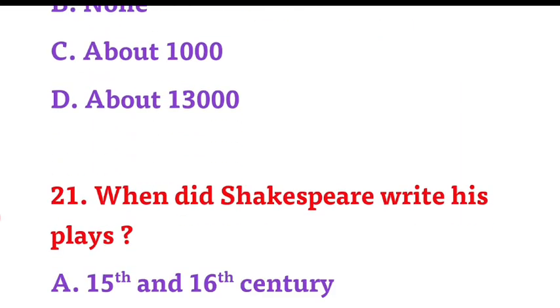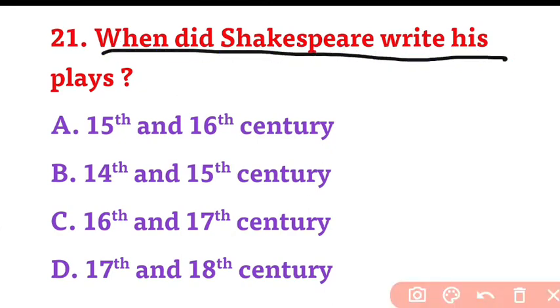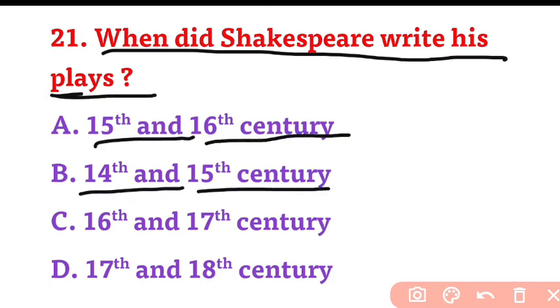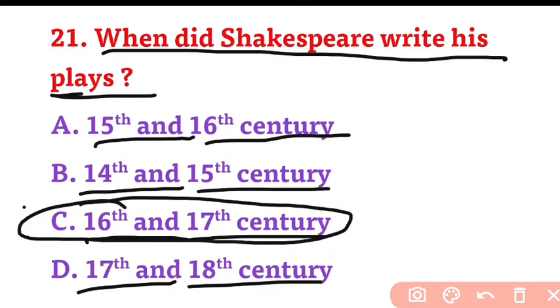Question number 21. When did Shakespeare write his plays? 15th and 16th century, 14th and 15th century, 16th and 17th century, 17th and 18th century. What will be the answer? The answer will be 16th and 17th century. So option C is correct.